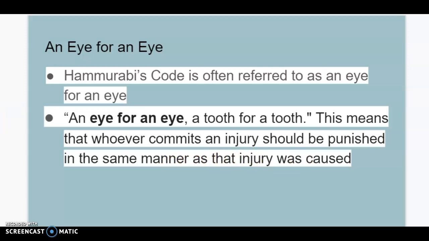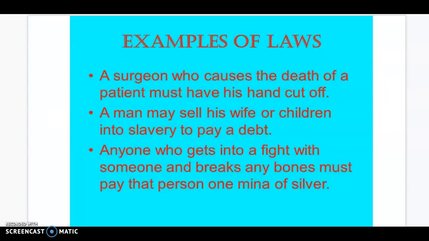Here are a few more examples that we'll read through. We're not going to do all 282, of course. So examples of these laws are: a surgeon who causes the death of a patient must have his hand cut off.